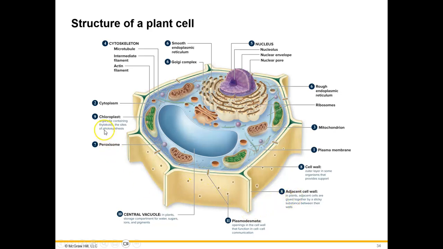Let's see, we have our chloroplasts. So these are also unique to plant cells and protists. So these are the organelles that contain thylakoids, and they are the site for photosynthesis. So the actual process of getting energy from the sun is happening in these chloroplasts. And another unique feature to plant cells is the central vacuole. This is the one I mentioned before that looks kind of like a swimming pool. In plants, it's a storage compartment for water, sugars, ions, and also different pigments. So it's basically like a big holding tank for all of the things that those cells are going to need.